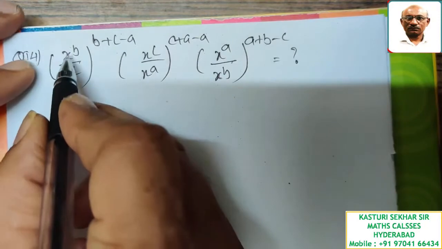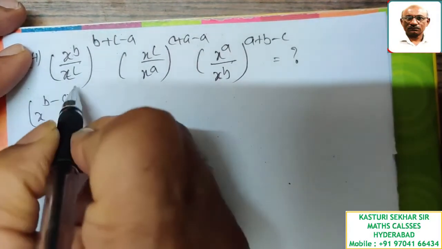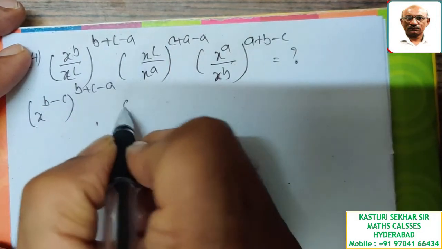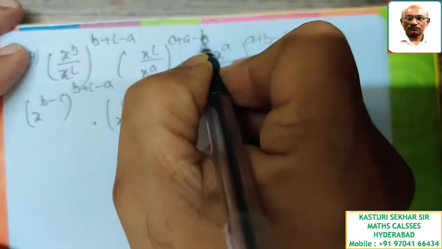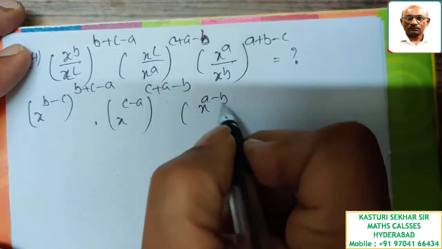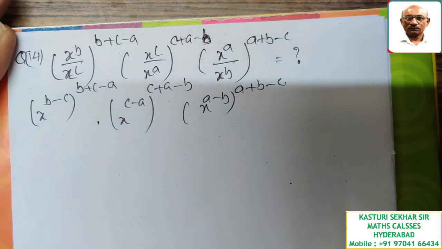Now you can write these two terms as a single term: (x^(b-c))^(b+c-a), (x^(c-a))^(c+a-b), (x^(a-b))^(a+b-c).